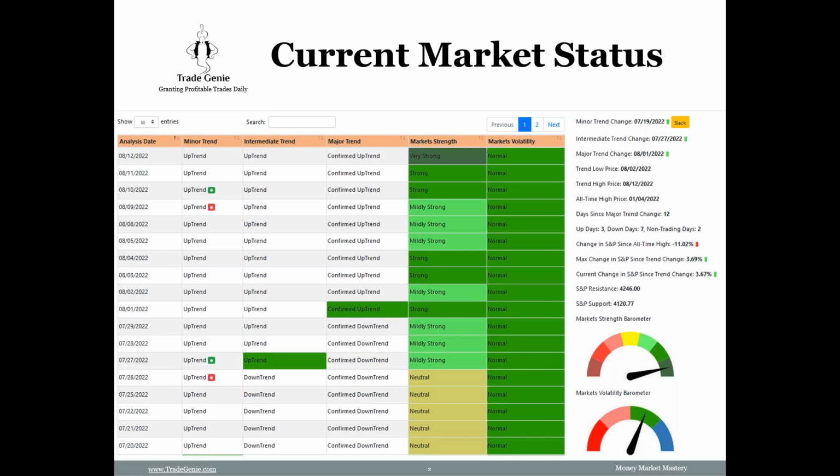So when the market is moving up in a nice fashion, the needle of the strength should stay in the green, and the volatility should stay in the green or blue. That is the time to make money via long positions. You have a great chance of piling up your profits when the needles and the trends all line up. So right now everything is lined up: uptrend, confirmed uptrend, very strong, normal.